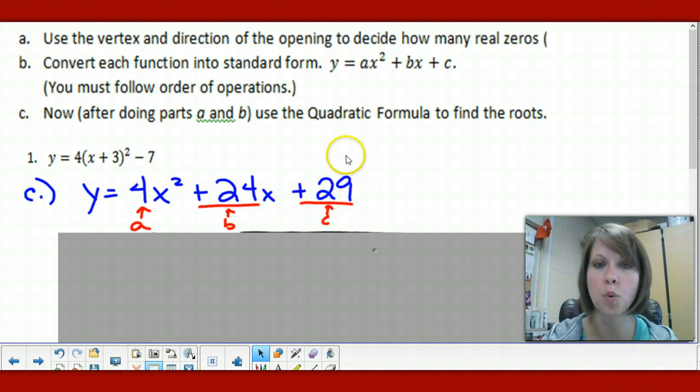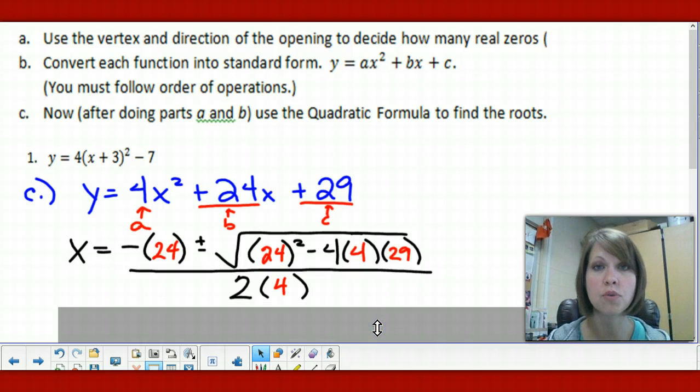So even if this 29 had been written in the middle or up here, if it doesn't have an x with it, that is your c. The b is what is with x to the first, and the a is what is with x squared. So normally they're written in order, but in case they're not, make sure you're looking for that. All right, so let's go ahead and fill in the a, the b, and the c.